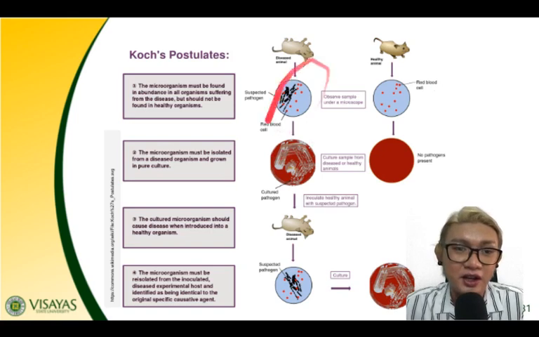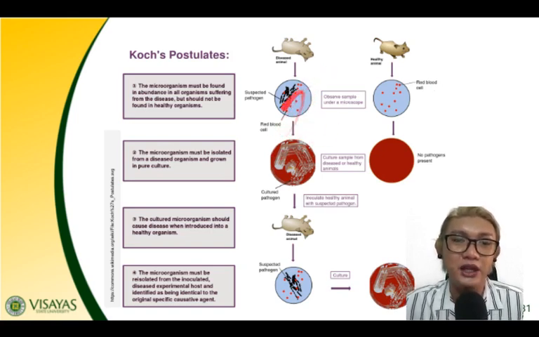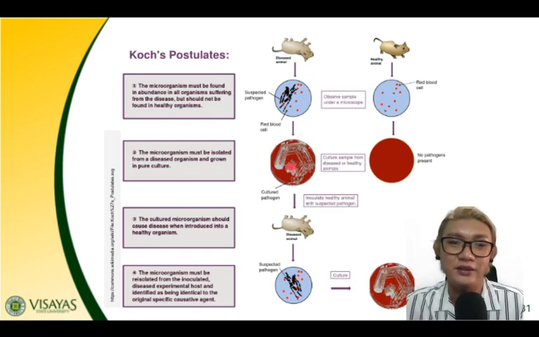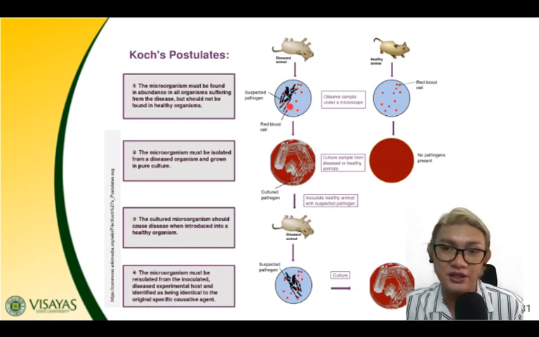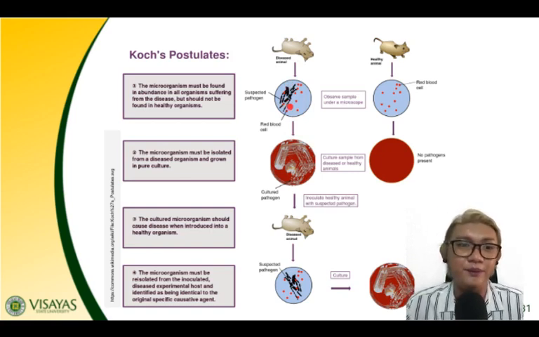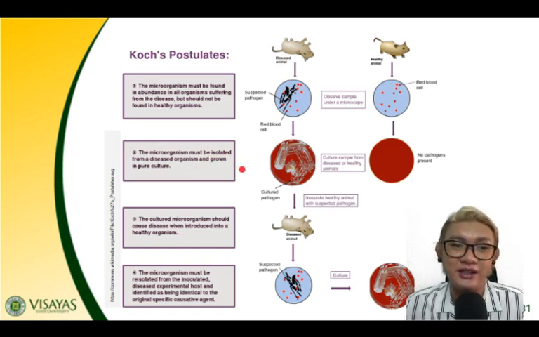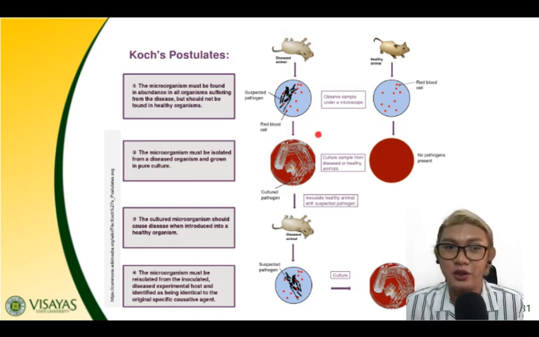So those that are unique to the diseased organism must be isolated. That is now what we call the suspected pathogen. So the microorganism must be isolated from a diseased organism and must be grown in pure culture. So you just hope that the microorganism that you are dealing with is culturable. Otherwise, you will never determine it.